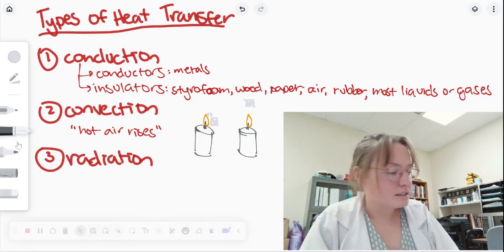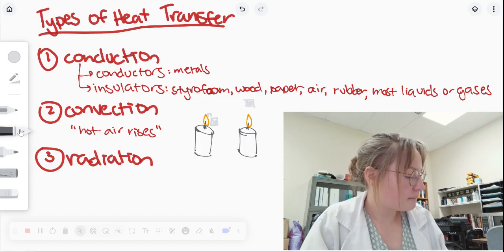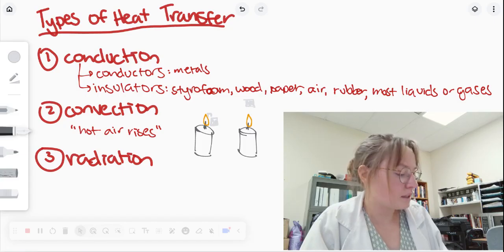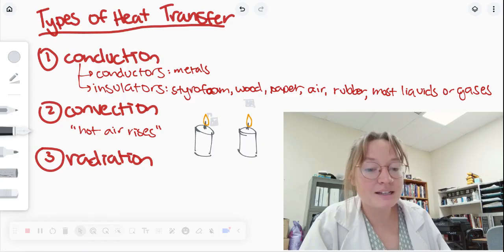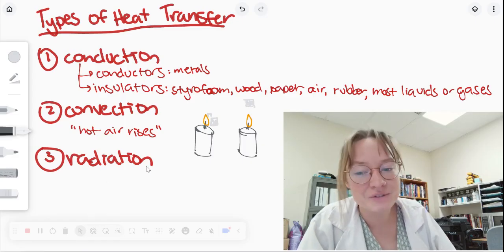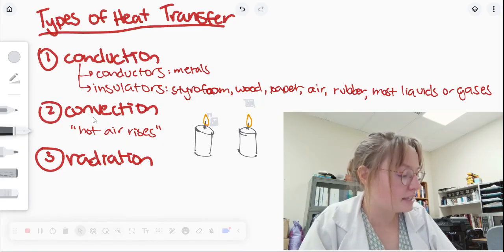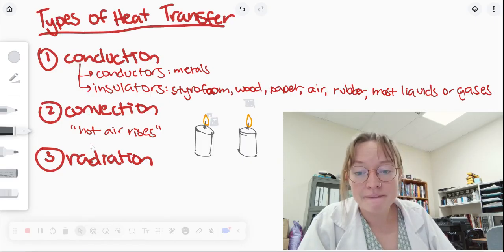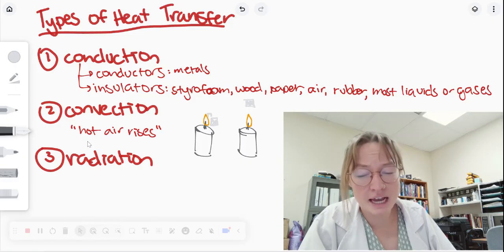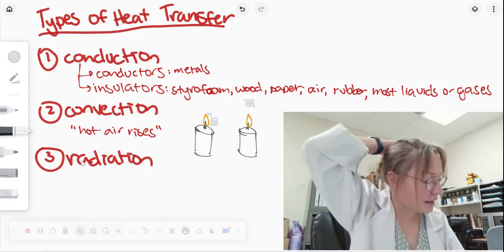The last type of heat transfer that we discuss in class is radiation. Radiation is the transmission of heat energy by electromagnetic waves.